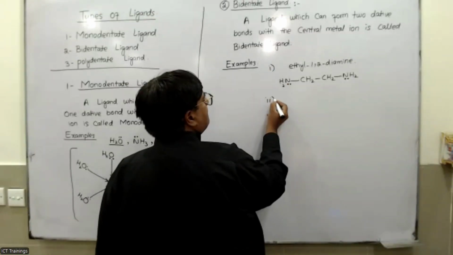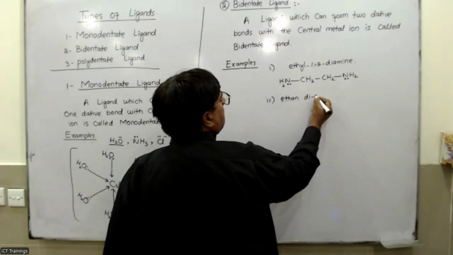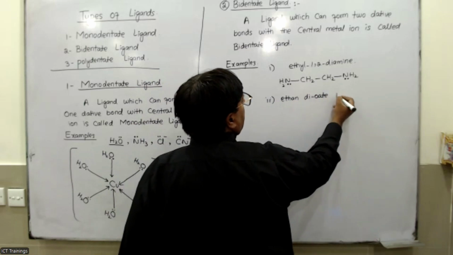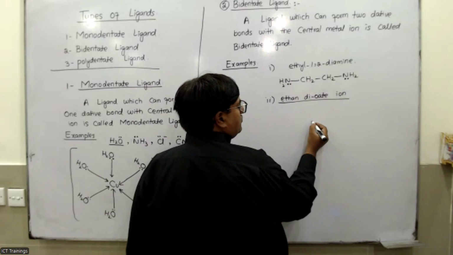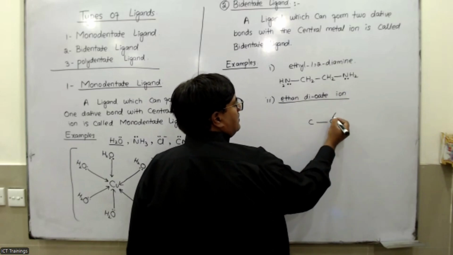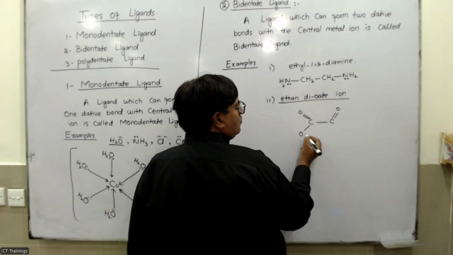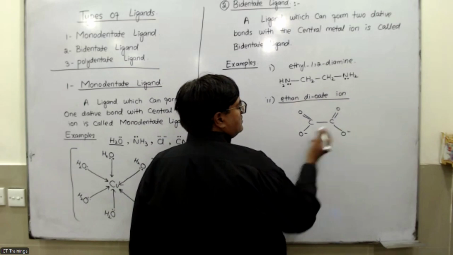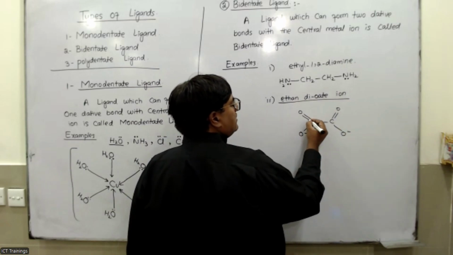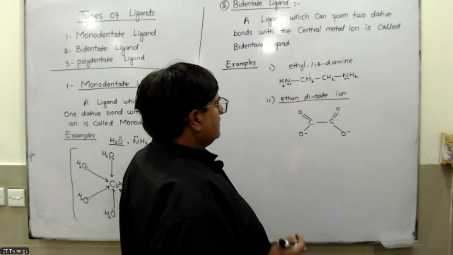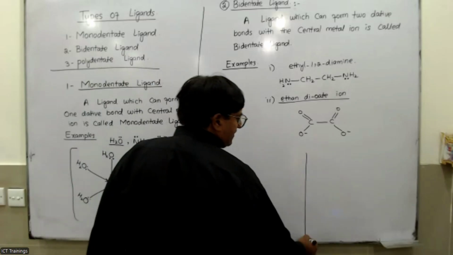The second one is ethane dioate ion. So what is this one? If you look up here, this is carbon, this is carbon, double bond O, and this is O minus. This is O minus. So this is called the ethane dioate ion. Now we are going to make the complex from them one by one.